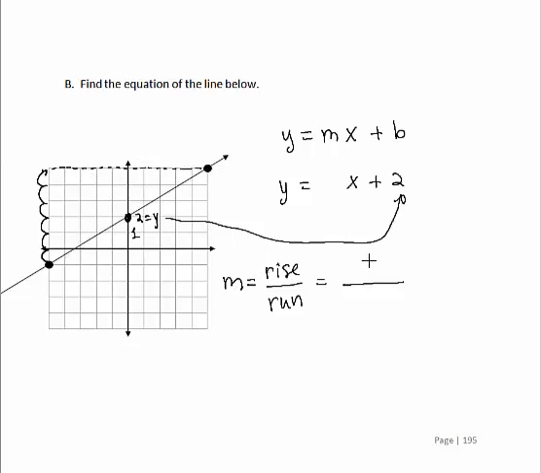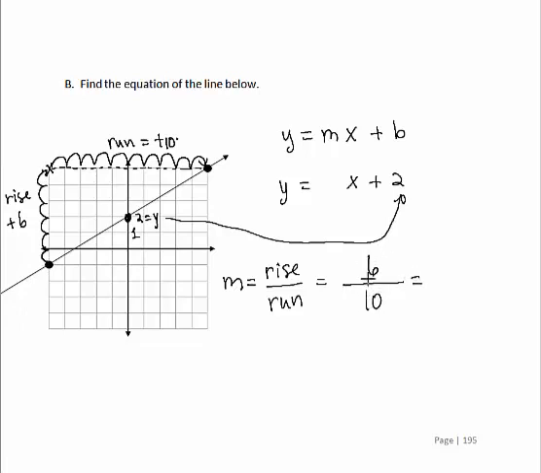And so my rise would be a positive 6, and I'm temporarily located right here, and I want to make my way to this second point, and so I count the units for my run, and I go to the right 1, 2, 3, 4, 5, 6, 7, 8, 9, 10. So run equals a plus 10 because I went to the right, and my rise equals a plus 6 because from the first point to the second one I had to go up.